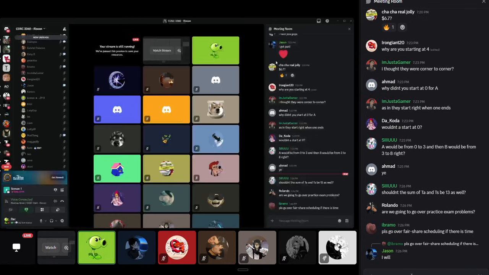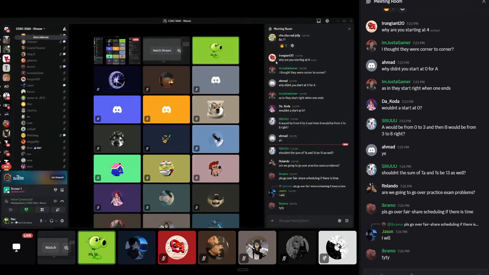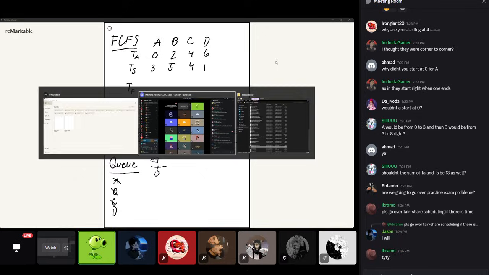Fair share. Yeah, we're going to go over fair share. Wouldn't the sum of TA and TS be 13 as well? Yeah, the sum of all these would be, well, yeah, I guess you could look at it like that, sure. Okay. All right. So anyway, I'm going to speed this up now that we all kind of understand the concepts.